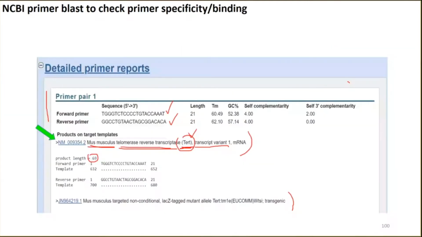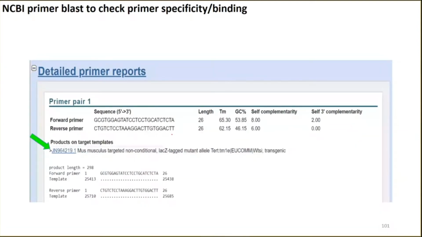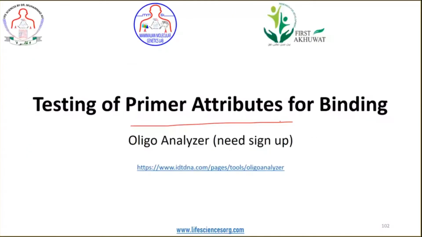So next is testing the attributes of the primer: how strongly it can bind, how perfectly it can bind to the site of its complementarity, whether it is a loosely binding primer or a strongly binding primer. A loosely binding primer will give low amplification. So in this case, we will use the oligo analyzer again.